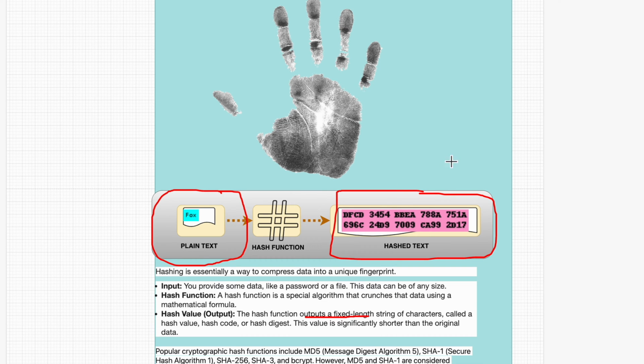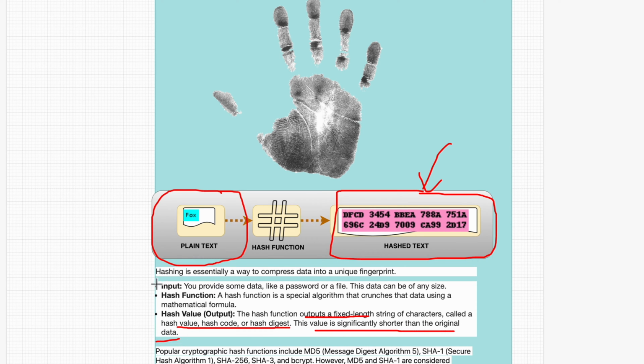So the first property is that this is a fixed length string of characters called a hash value, hash code, or hash digest. So if you read the words hash value or hash code or hash digest or only digest, they all mean the same. That is the output of the hash function, which is called all these names. The value is significantly shorter than the original data.